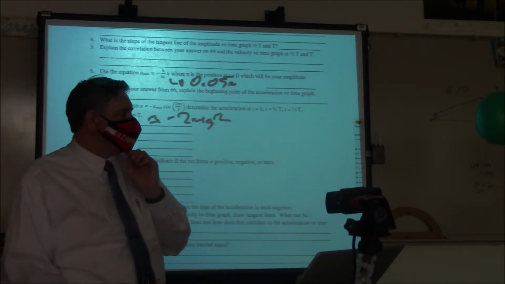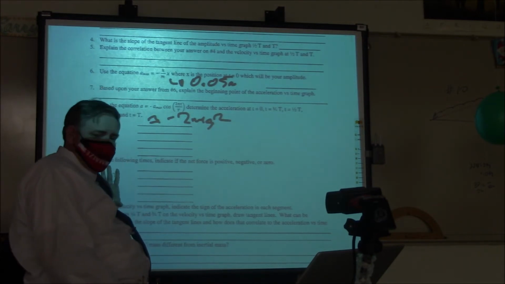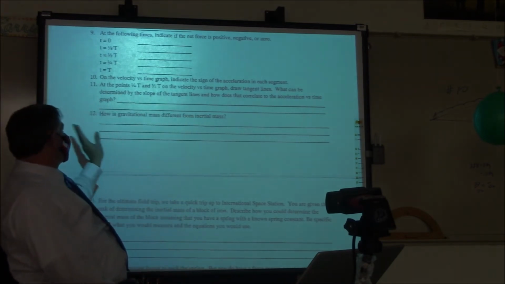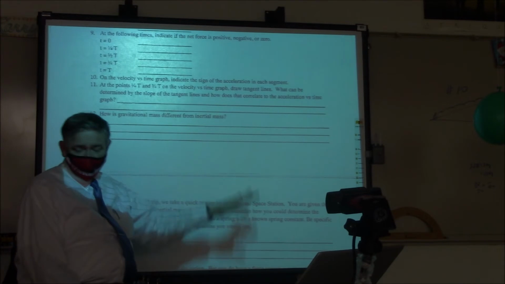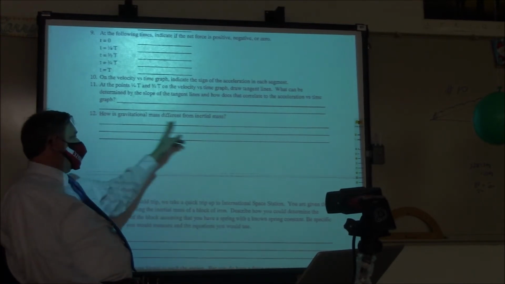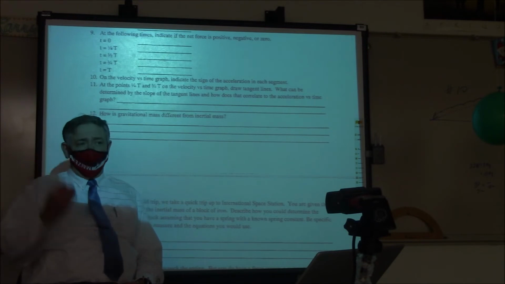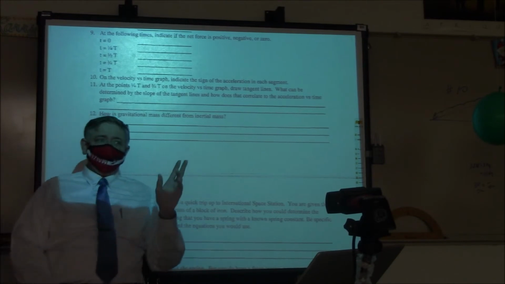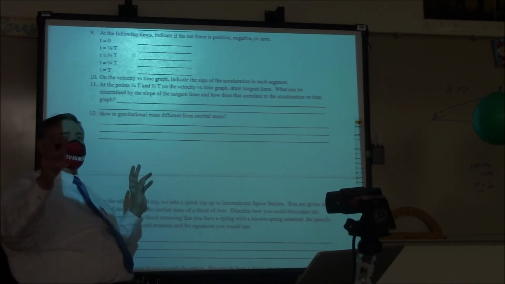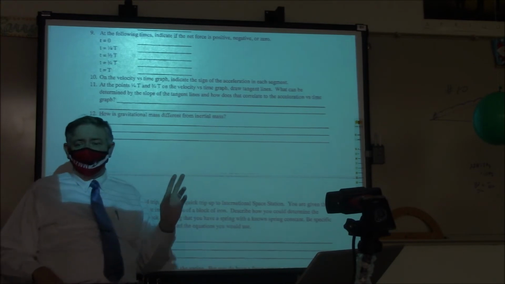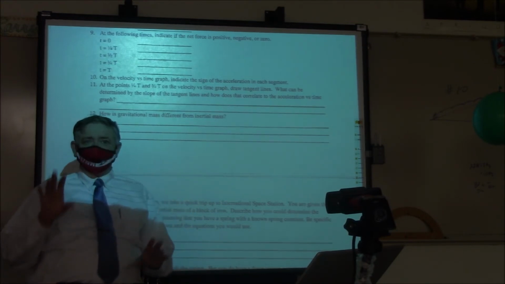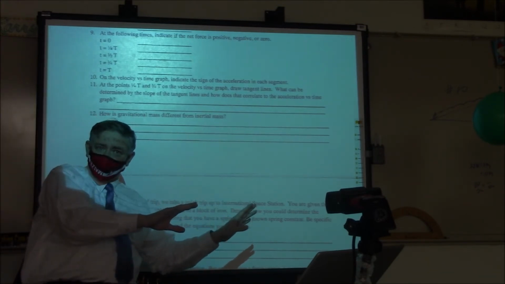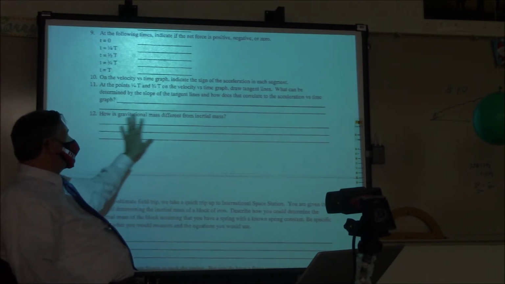Okay, so you've got enough information to get you through this. Now, when you get to question number 12, it says, how is gravitational mass different from inertial mass? When I give you a question like this, you want to use the word while in your answer, okay? Like if I asked what's the difference between Party Girl and Rachel, you could say, Party Girl likes to party while Rachel is a little bit more chilled out, okay? So that's how you want to answer this.